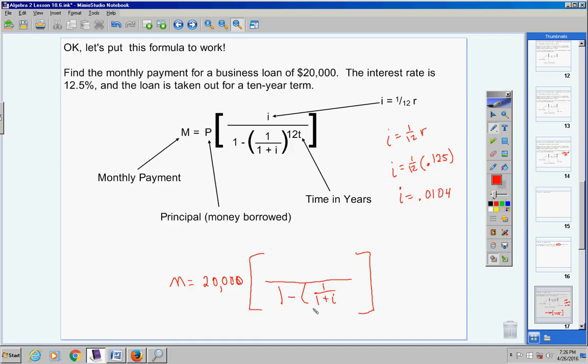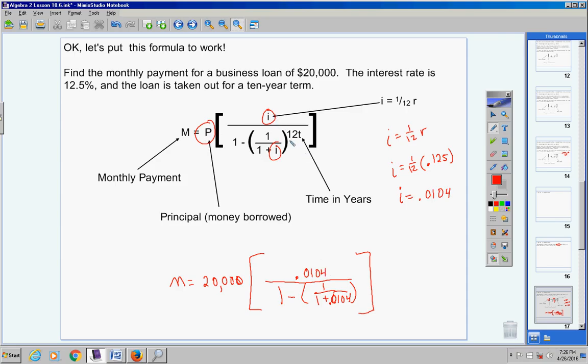0.0104. So for I right here, I'm going to go ahead and put 0.0104, and then close the parentheses. So I've made a substitution for P, I've made a substitution for I, and I better put it for I up here too. So that'll be 0.0104 for I right here.